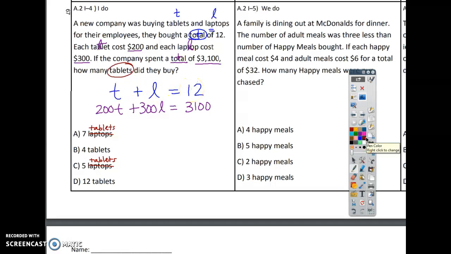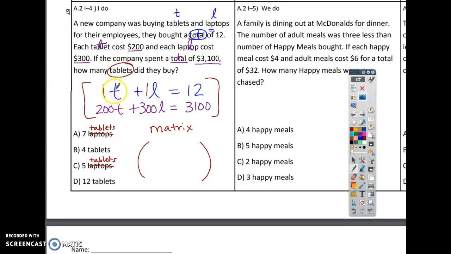Okay, so now it's ready for matrix. This is 1, 1, 12, 200, 300, 3,100. Put it in matrix, just like we did number 1. Get the answer. First, I have tablets, so these are my T's, and then second, we had laptops, so these are my L's. And we're only looking for the tablets, so this number would be your answer. Okay?